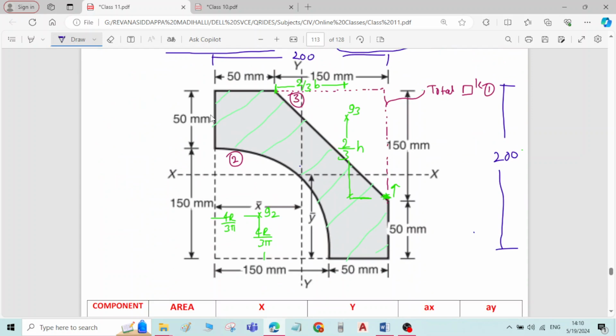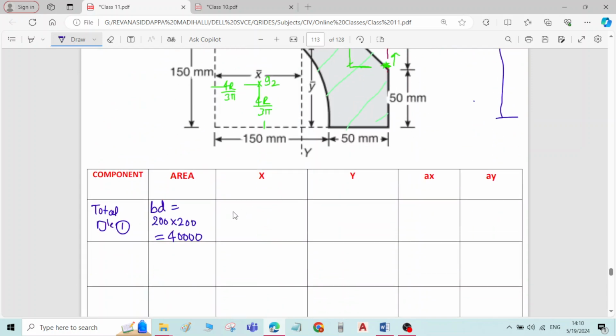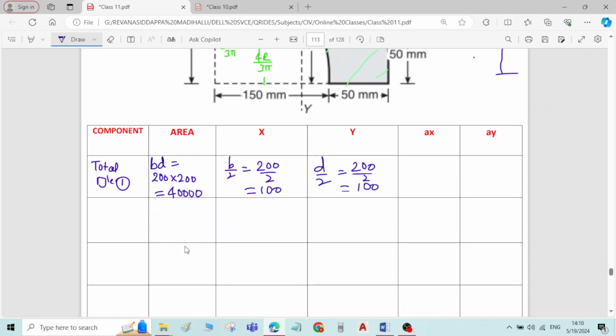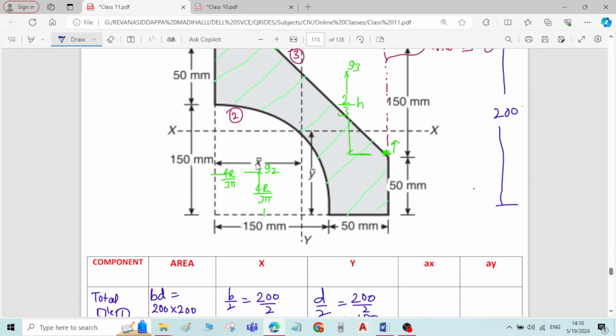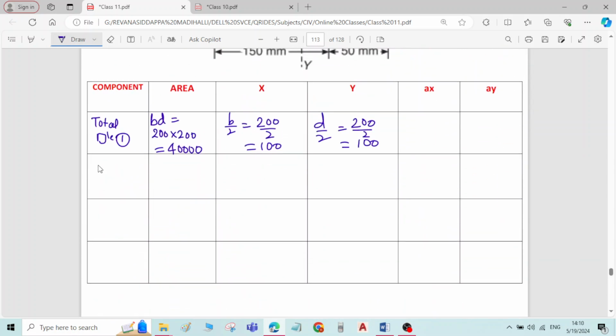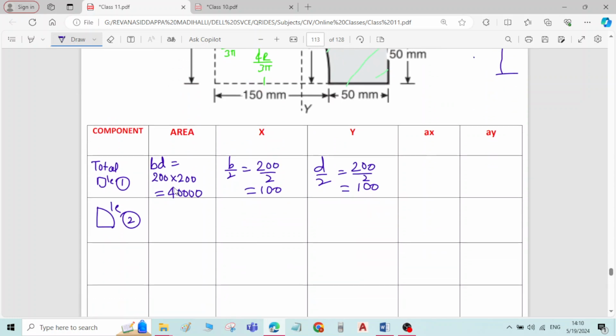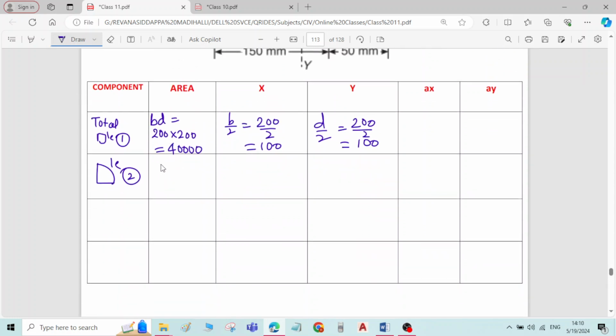Coming to the x value for the rectangle, it is b by 2 and d by 2: b by 2 is 200 by 2, 100 mm, and d by 2 is 200 by 2, 100 mm. Then the second component is the quadrant of the circle, quadrant of the circle 2. The area of a quadrant of the circle is 1/4 of the area of the circle, pi r square by 4.